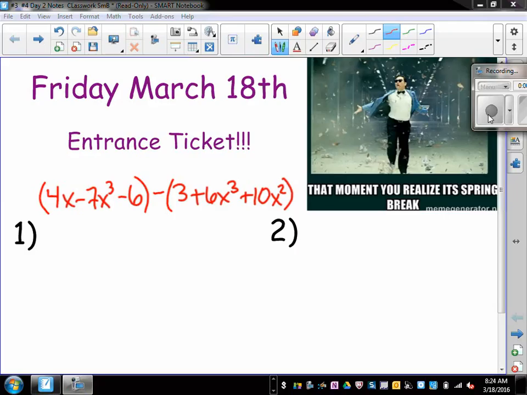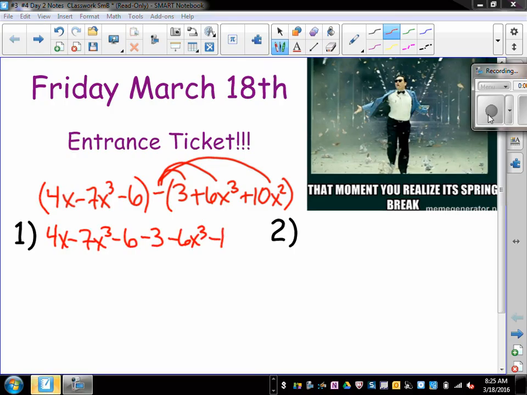Distribute. When we subtract, we must distribute the negative here. So I have 4x minus 7x cubed minus 6 minus 3 minus 6x cubed minus 10x squared. Alright, now that I've distributed, what do I have to do? Combine like terms.